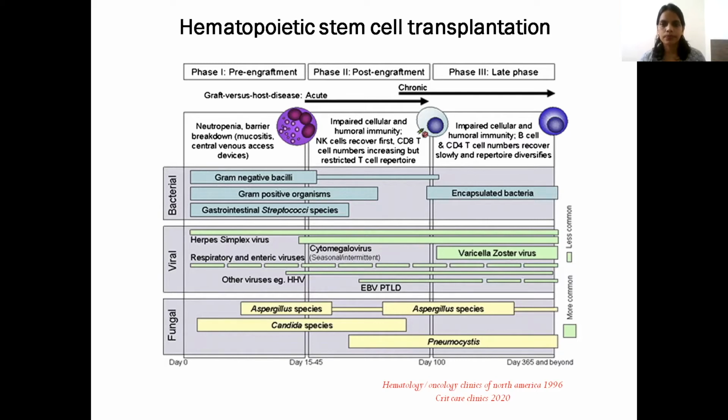etc. The phase 3 is the late phase. Here, the impaired cellular immunity and humoral immunity slowly recover. And if there is no chronic graft versus host disease, then the infection risk in this phase is similar to a community-acquired infection.